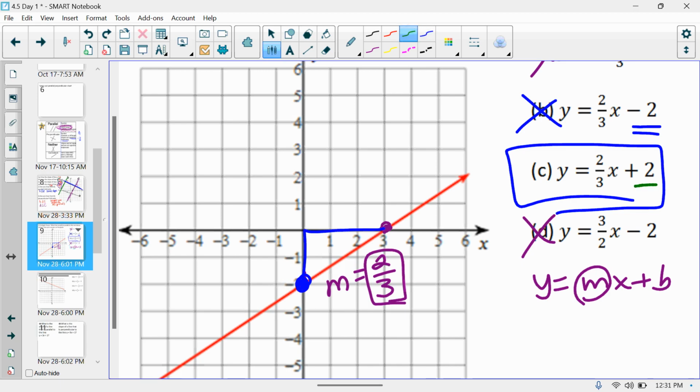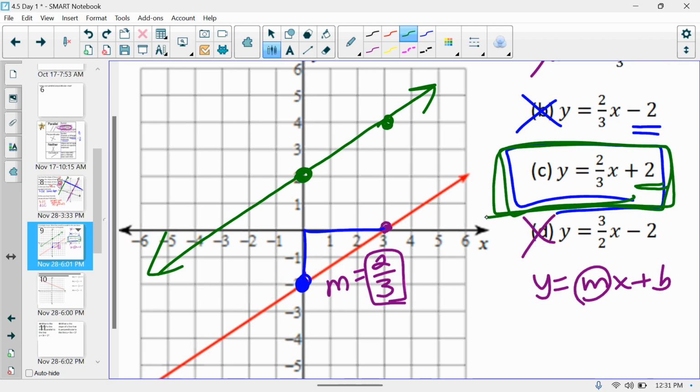This has a y-intercept of +2, so go ahead and graph the y-intercept. And then the rise over run is the same. So up 2 and right 3 means that the line is going to look like this. So those ones are parallel since they had the same slope but a different y-intercept. So we should choose C. Okay? Any questions on that at all?